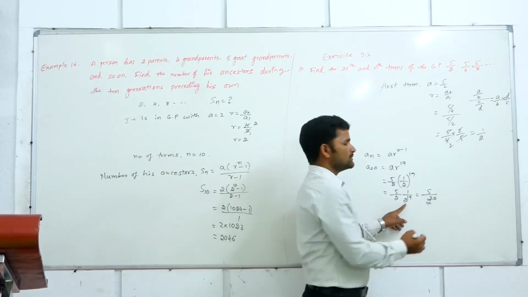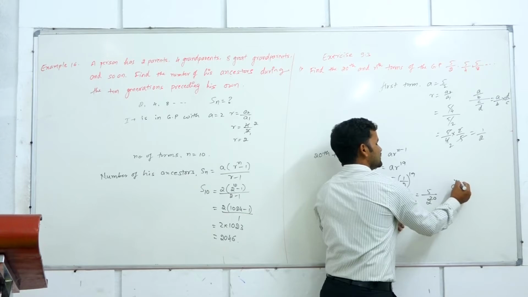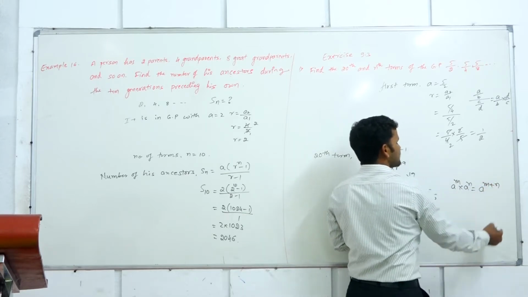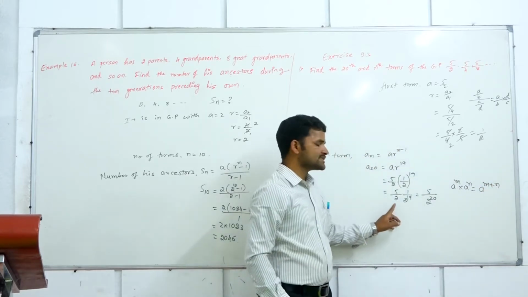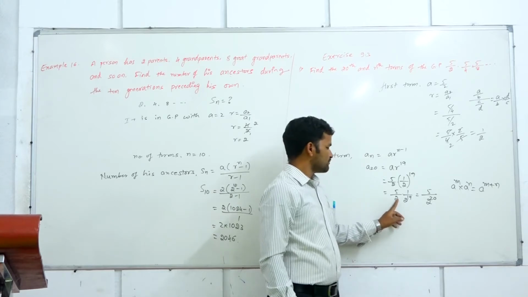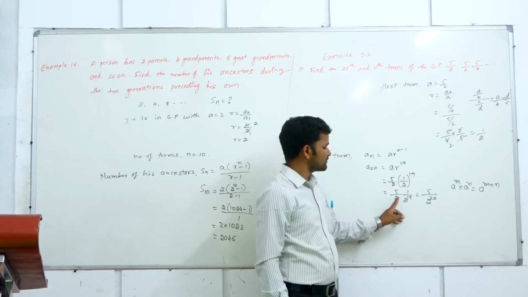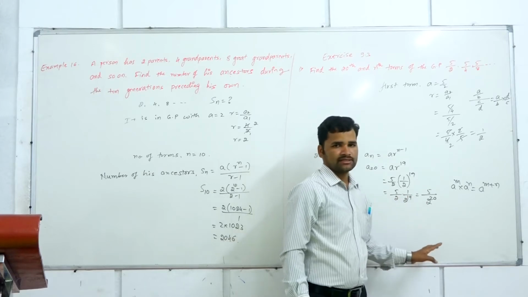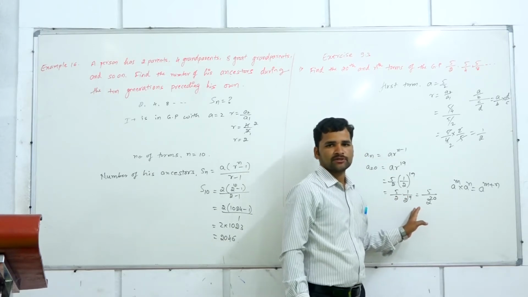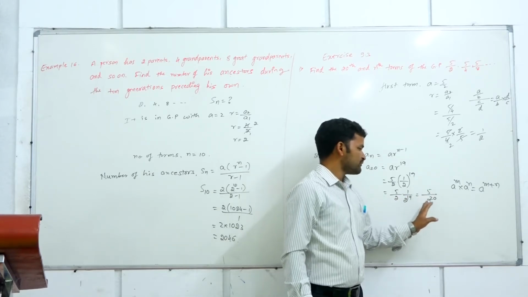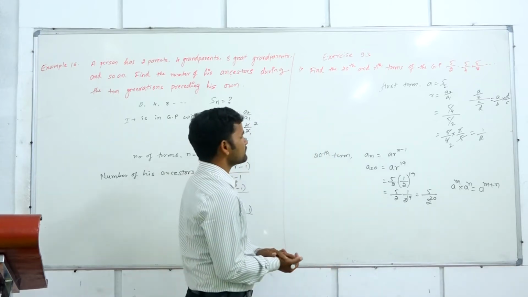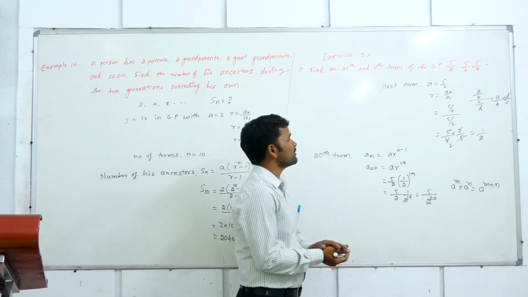It is in the form a raised to m into a raised to n, can be written as a raised to m plus n. Here the base 2 has no power written, which means 1 will be there. a to the power of m plus n, 1 plus 19, 20. So 20th term of the geometric progression is 5 by 2 to the power 20. This is the first part of the problem.